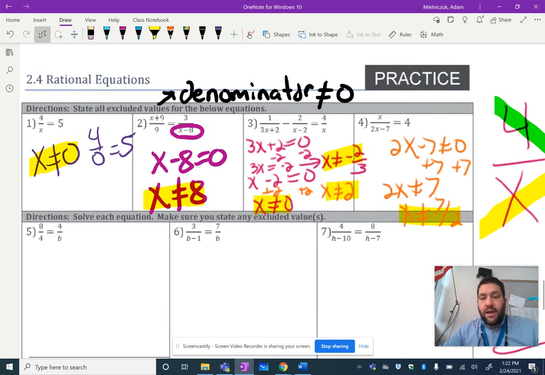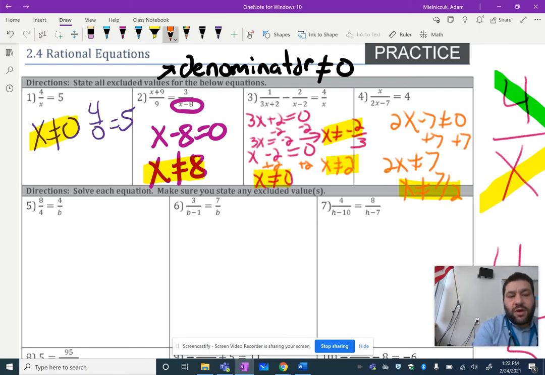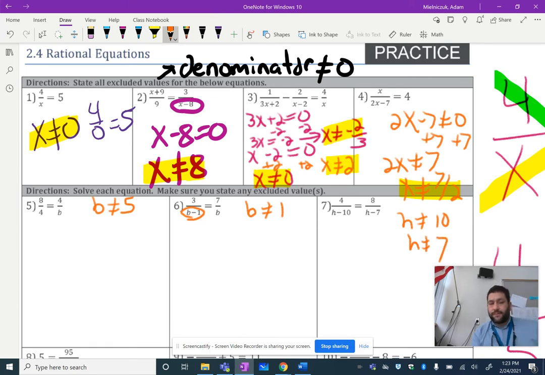All right, on numbers 5 through 7, we have to solve the equation and state any excluded values. So for number 5, excluded values would be b cannot equal 5. Number 6, b cannot equal 1 because of this part right here. And then for 7, h cannot equal 10 and h cannot equal 7.